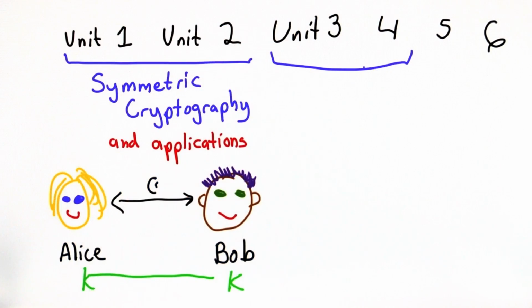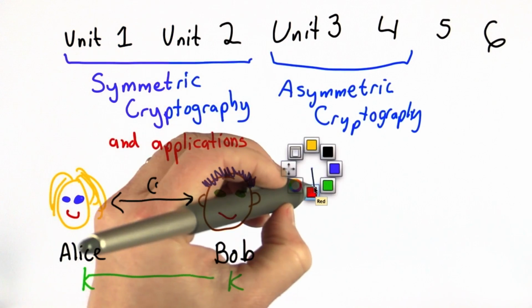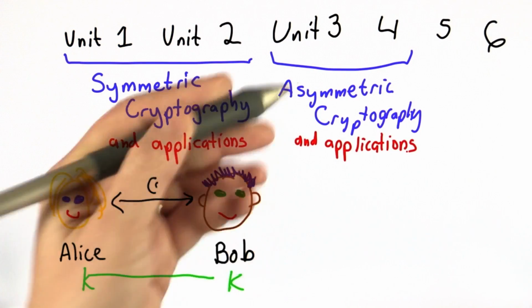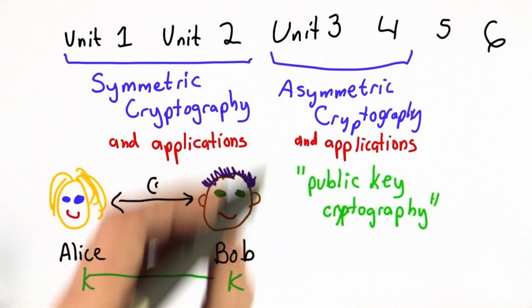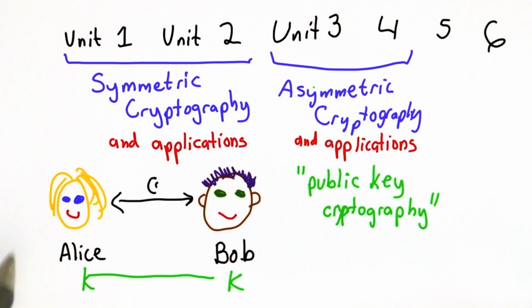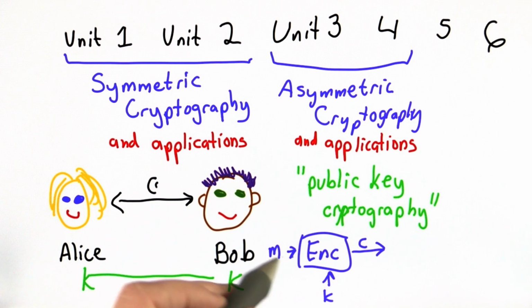What we'll do in units 3 and 4 is introduce asymmetric cryptography, as well as some applications. And asymmetric cryptography is also known as public key cryptography. And the key difference between symmetric and asymmetric cryptography is that the keys used to encrypt and decrypt can be different. So our message gets encrypted.